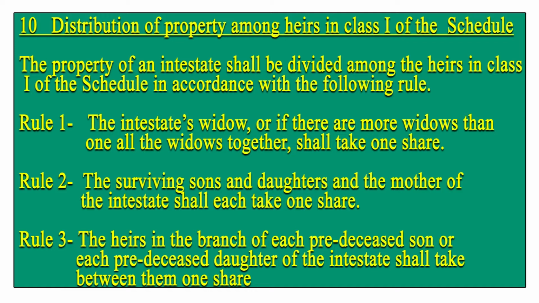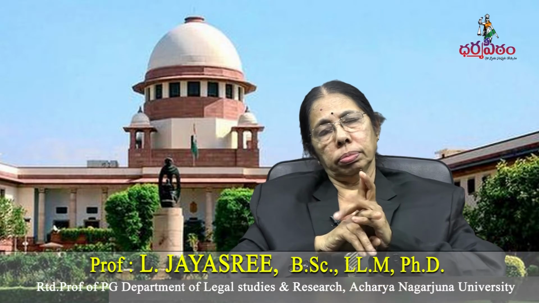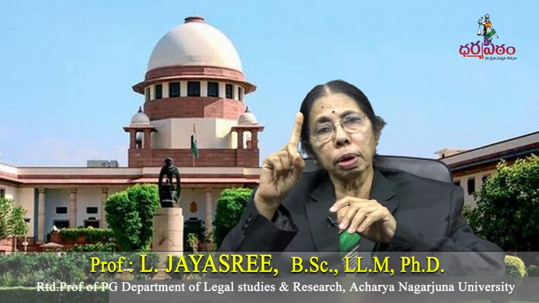Section 10, if you look into it, has 4 rules. According to these rules, property will be distributed to the class 1 heirs. Rule 1: one share is to be allotted to the widows.